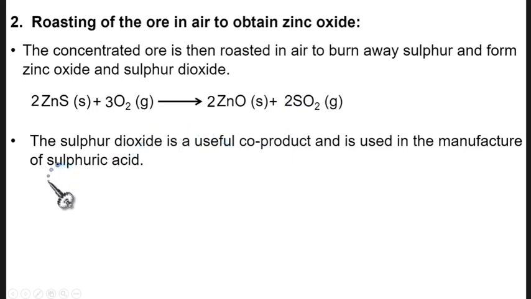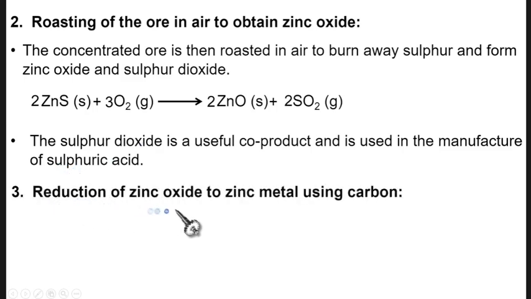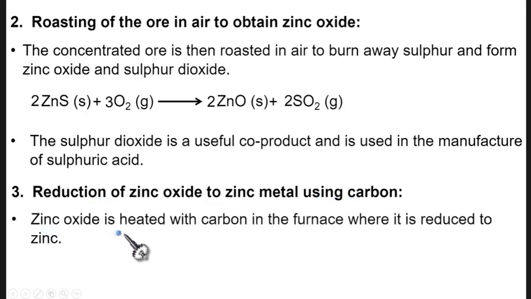All right. So now the next stage from here is reduction of zinc oxide to zinc metal using carbon. All right. So what happens here is this, guys. So you must know that the zinc oxide is heated with carbon in the furnace, where it is reduced to zinc. So that's what happens.